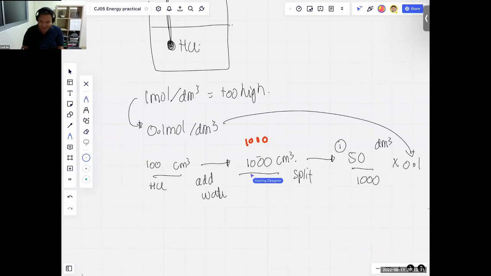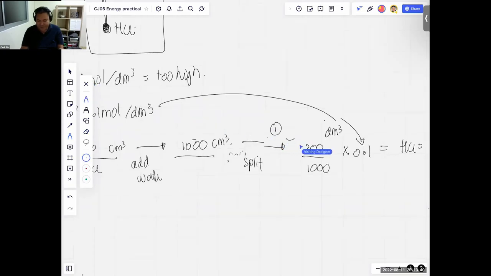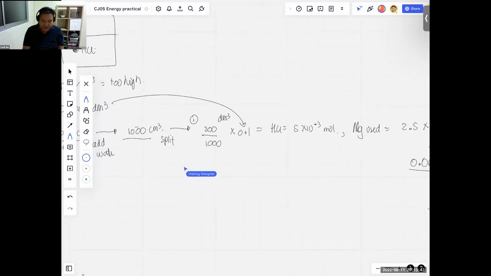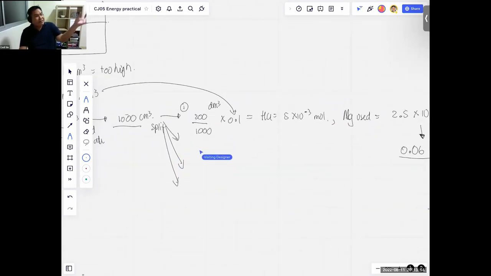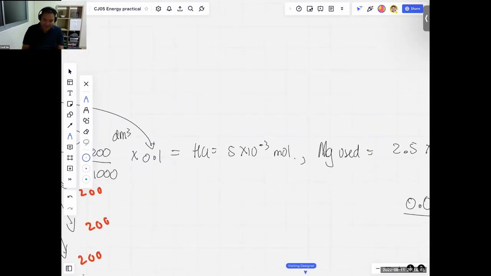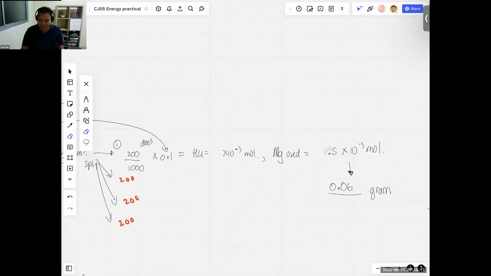Let's say 1000 cm cube. Then out of this 1000, we need 4, right? Maybe we take 200 each. So we do 4 times, right? Okay, we split up. So we do 200 each, then you have spare, just in case you need it. Then the HCl is 0.1 divided by 1000. Then calculate the mass.